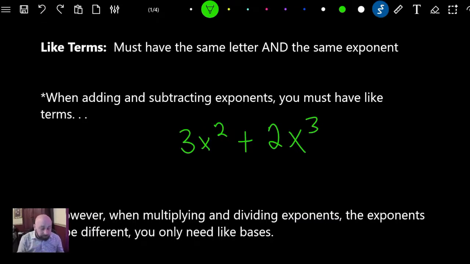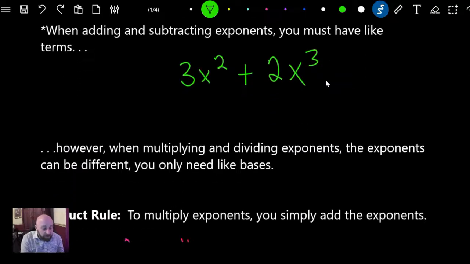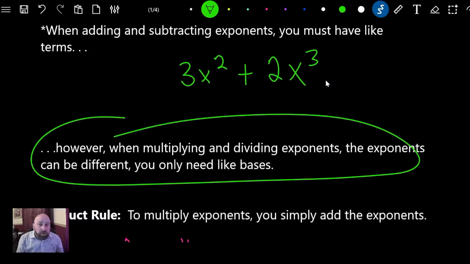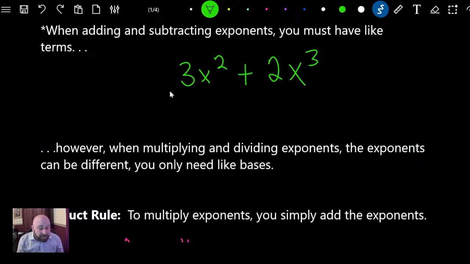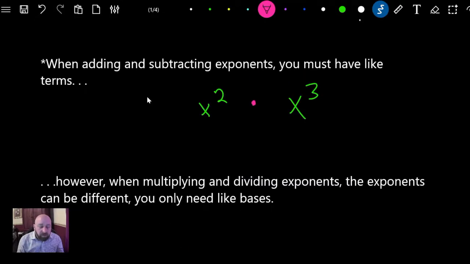Now, go ahead and look down here at the next little note that I put. However, when you multiply and divide exponents, the exponents can be different. You only need like bases. Okay, so let's go back. Let's go to this one right here. Let's say instead of adding these two, I'm actually multiplying these two. So let's say that I have x squared times x cubed.